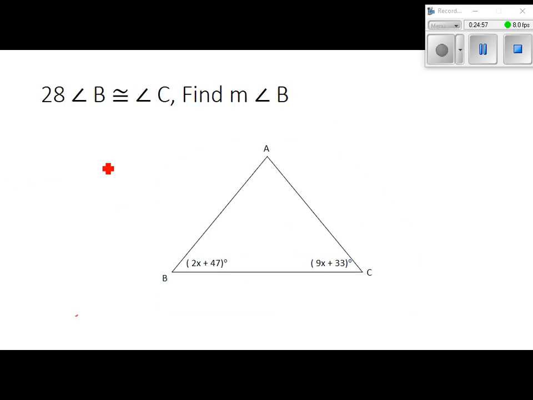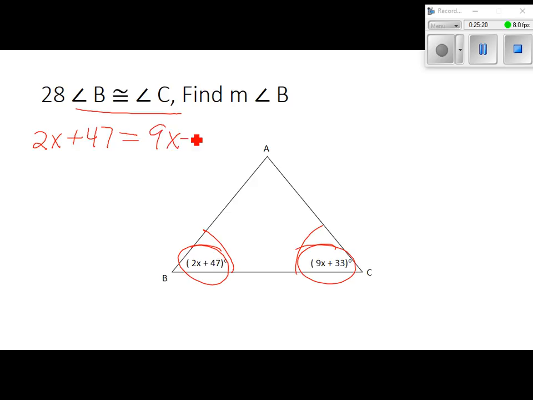Next one, they tell us that angle B is congruent to angle C, so it means this whole angle is the exact same measure as that whole angle. If those two are congruent, then these two expressions are equal to each other. So I'm going to set up the equation: 2x plus 47 equals 9x plus 33. You're going to solve for x.